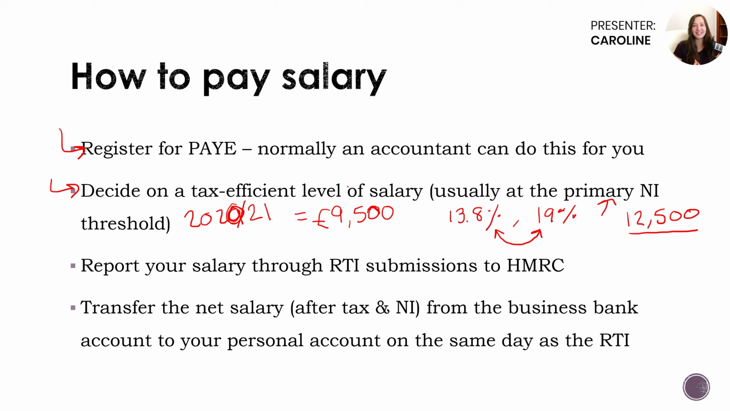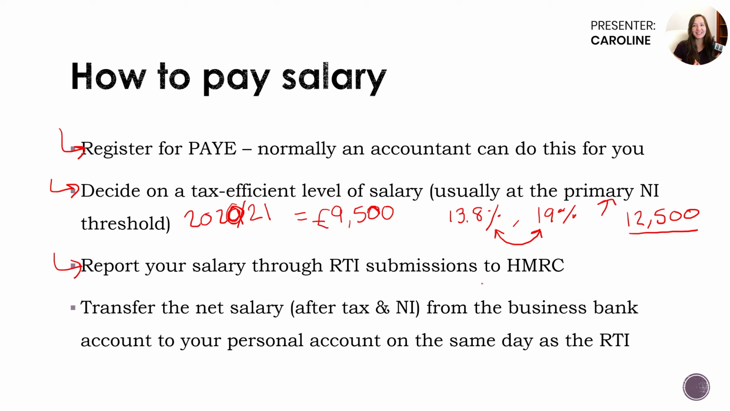They're always available on the gov.uk website, and it normally comes up as one of the first search results if you use Google or something similar. And the third step is to make sure that the salary is actually reported to HMRC before you take it out from your company. And this one, again, the accountant would normally do this automatically for you. Usually they have a specific date that they run everyone's salary on, so you can just check with them if they haven't already told you when that is.